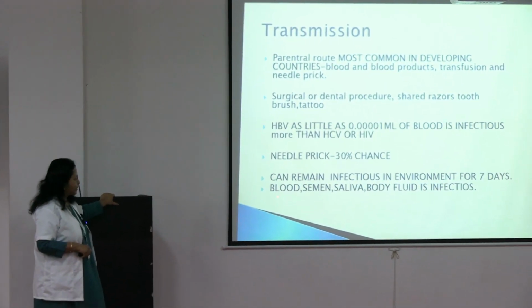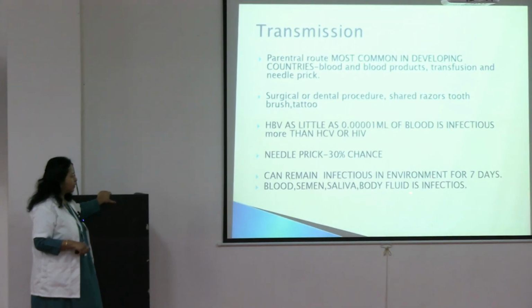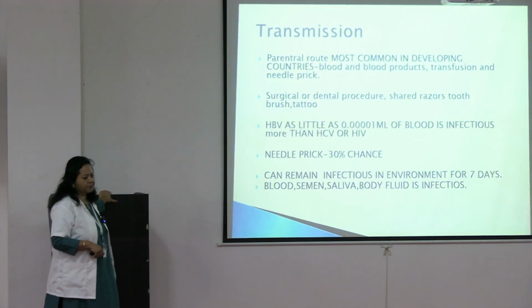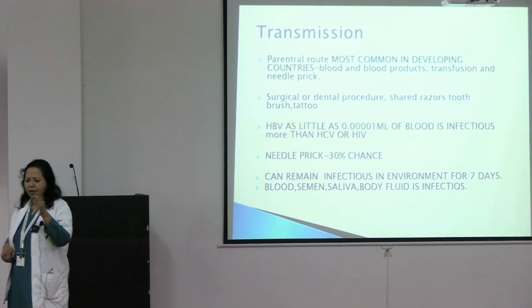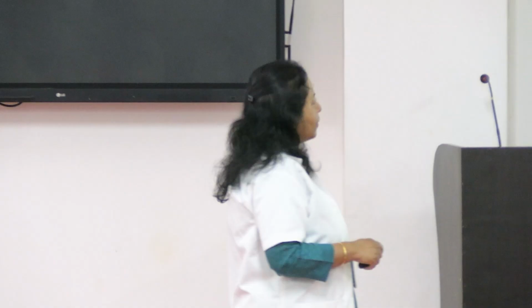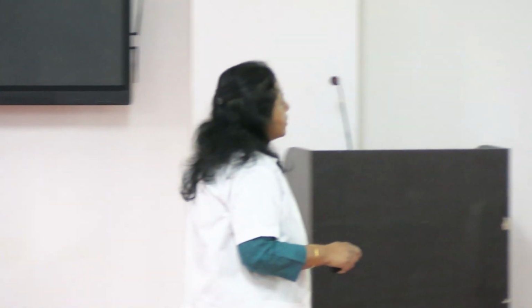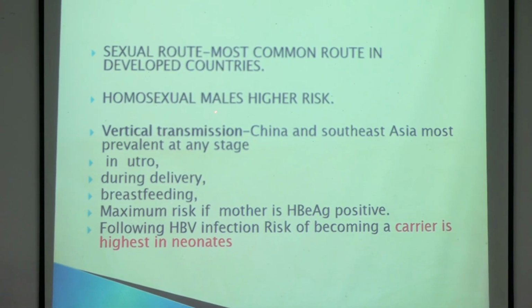See, blood. Now, what all can carry? Blood, semen, saliva, body fluid is infectious. Okay? Blood, semen, saliva, all body fluids are infectious. Next, we have the sexual route of transmission. Most common route in developed countries. Then we have homosexual males, higher risk.